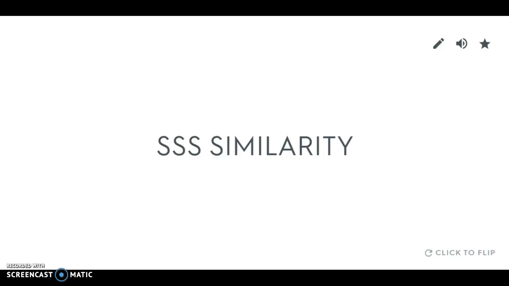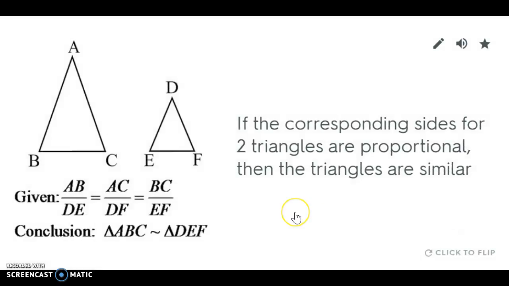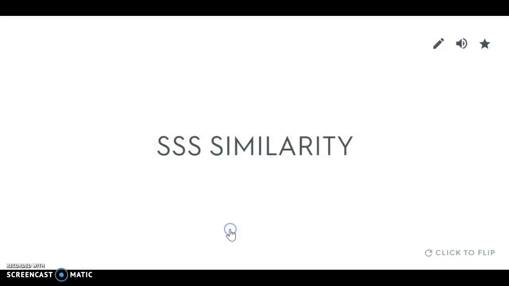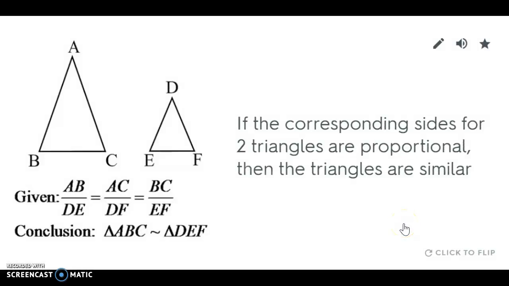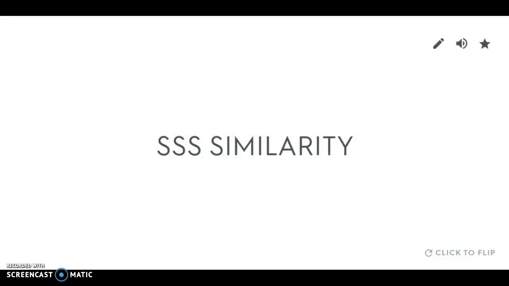Today, what we're learning is that you could have three proportional sides, which is side-side-side similarity. And so if you have three sets of proportional sides, then that means the triangles have to be similar. And so you would set up your proportion, and if your three fractions or decimals are the same, then we know the triangles are similar.